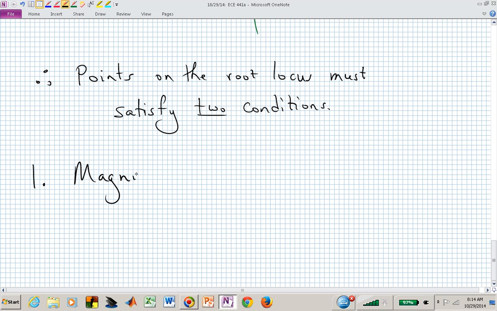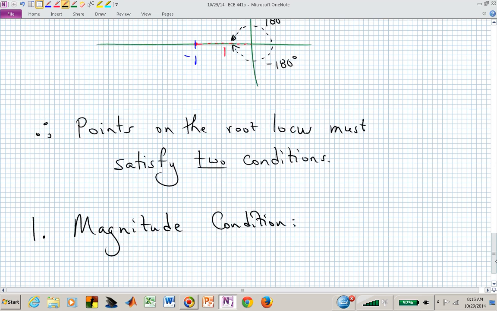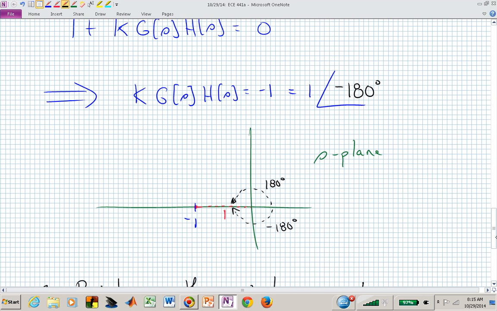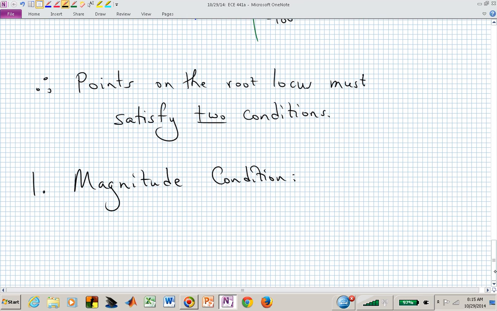in developing these rules, or even when we start getting into the design piece of this process, which is after learning how to make the sketches. We have a magnitude condition, which says that we need the magnitude of the left-hand side to equal the magnitude on the right-hand side. We're now saying the magnitude condition is we have this product of k, g of s, h of s equaling 1.